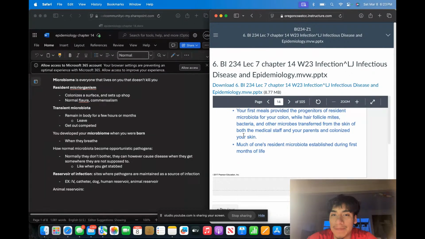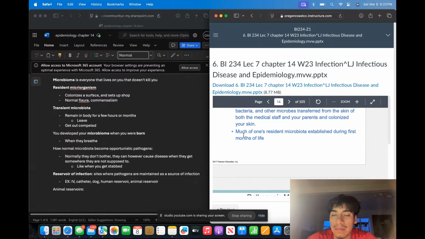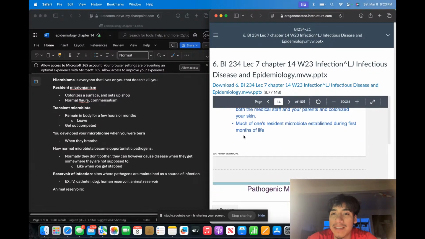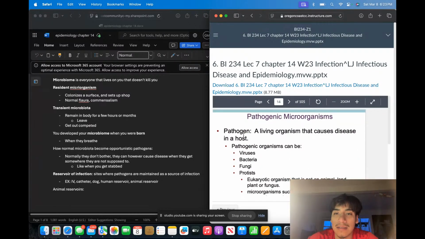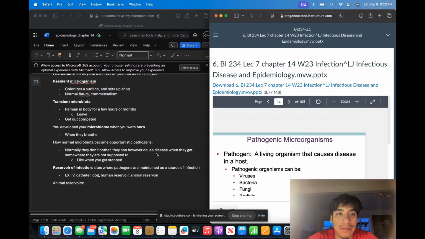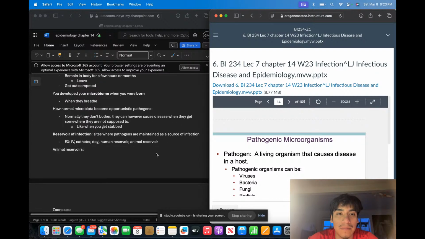So much of one's resident microbiota establishes during the first months of life. All right, so now we're going on to a new section here.